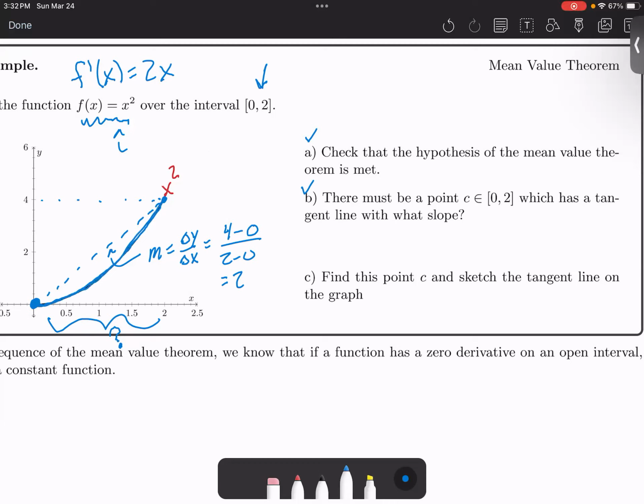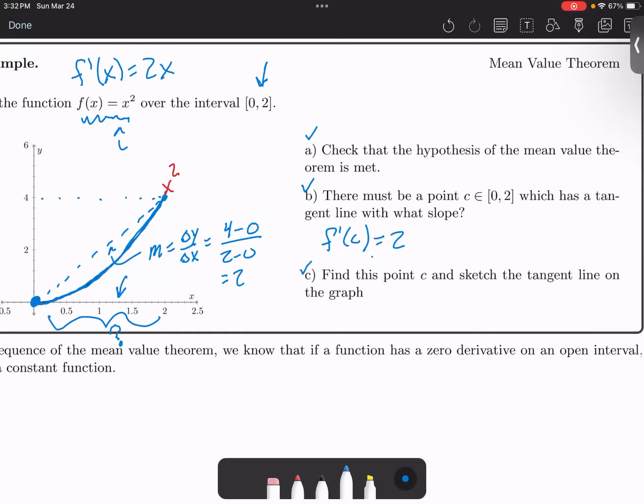And that's what the mean value theorem is all about. It says that there has to be some point inside the interval 0 to 2 where the slope of the function at that point is equal to the average rate of change. So part C says, let's actually find that point, right? The mean value theorem says that there has to be some point. Now let's actually find it.